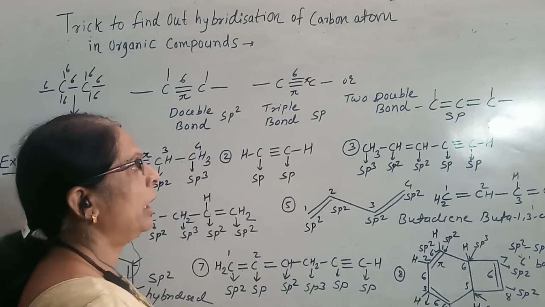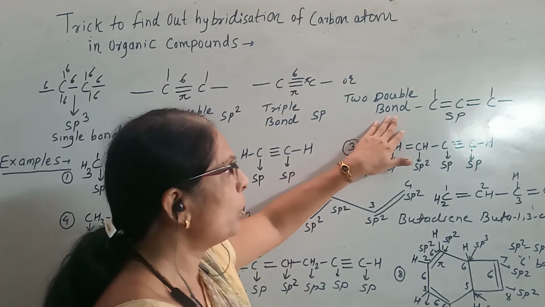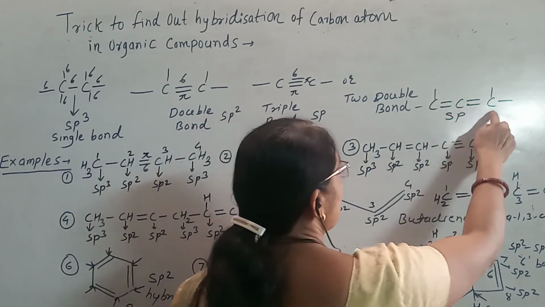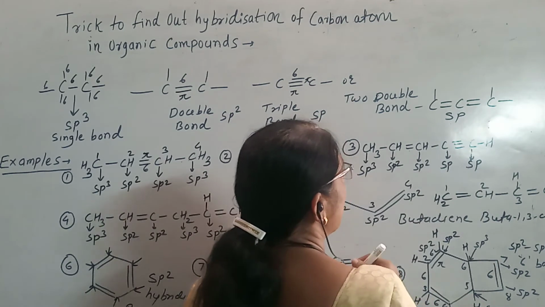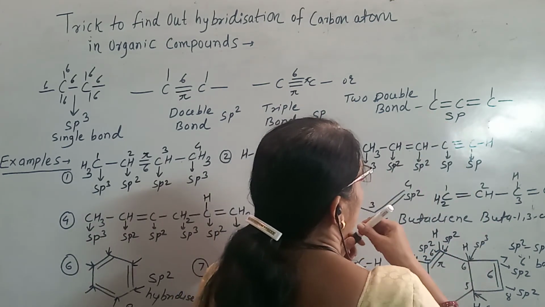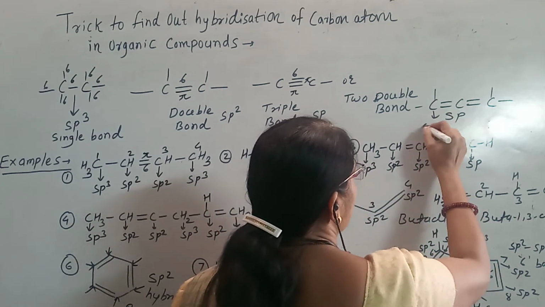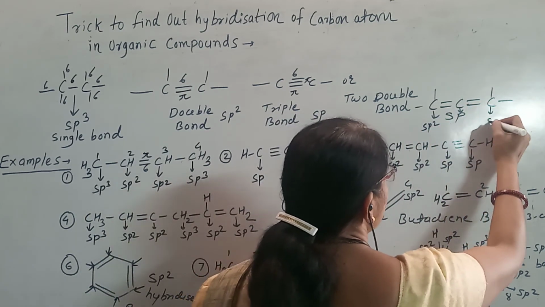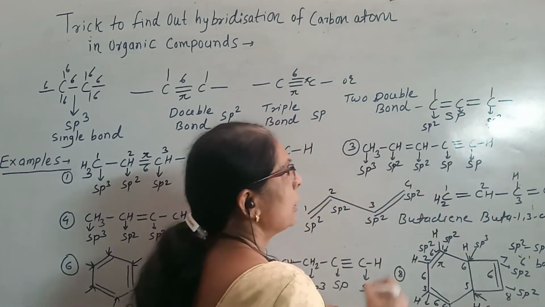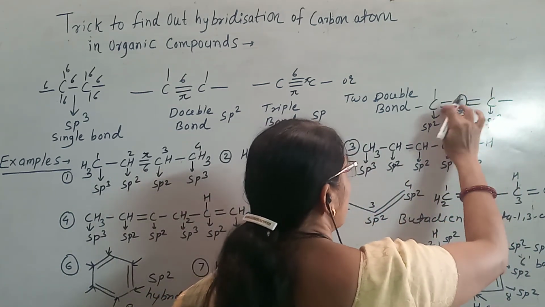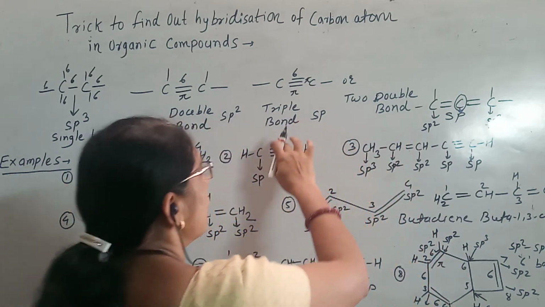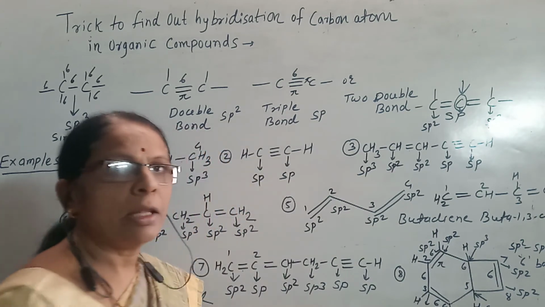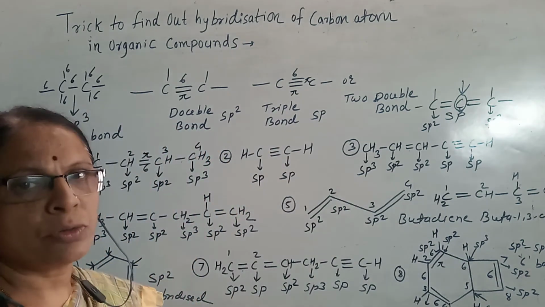And when there are 2 double bonds, remember, consider here, this carbon is sp2 hybridized, this carbon is sp hybridized and this carbon is sp2 hybridized, because only this carbon is attached to 2 double bonds. So it will be considered under the condition of 2 double bonds, and the carbon with 2 double bonds is sp hybridized and the remaining as usual, as you consider the condition.